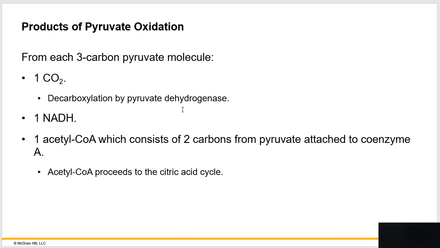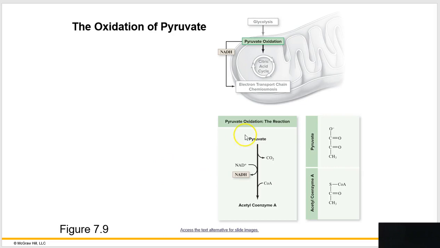From each of the three carbon pyruvate molecules, right, there was glucose, which is six carbons. Pyruvate is now a three carbon, and there's two of them, right? So we started with six carbons. We still have six carbons. We end up with one carbon dioxide, and it kind of breaks off, and again, breaking a bond releases energy. We pick up electrons, and acetyl-CoA then proceeds to the citric acid cycle.